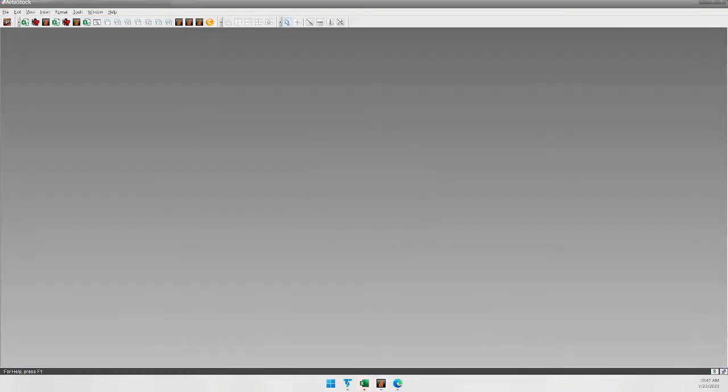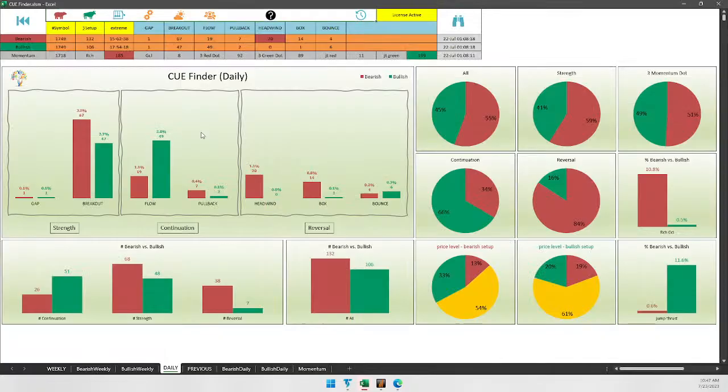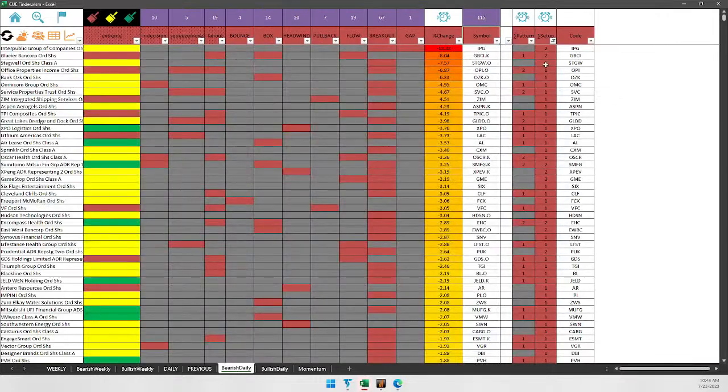Now we saw technical breadth is having many warning signals, but I am not happy to short because the market is not giving any short signal. Having said that, because we have many reversal warnings in the technical breadth in daily, let's look at the bearish setups.